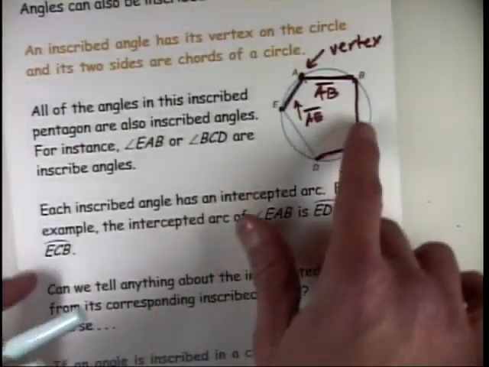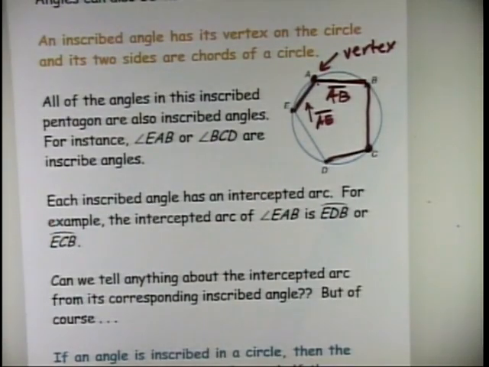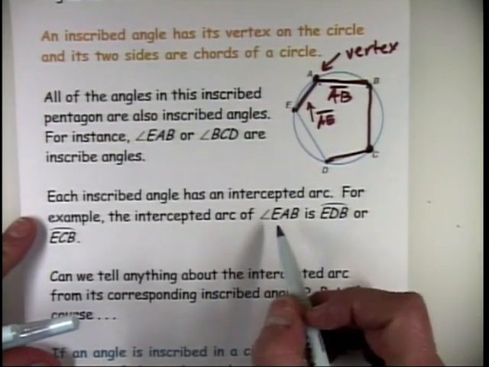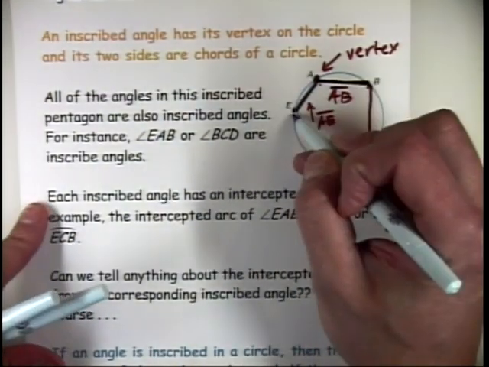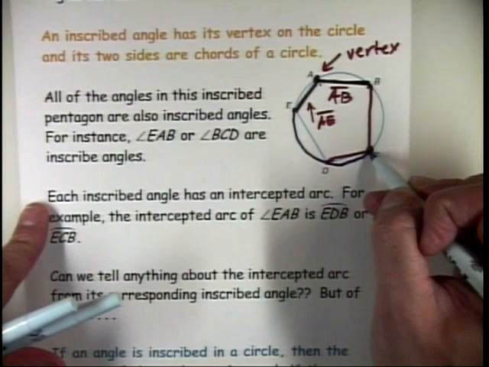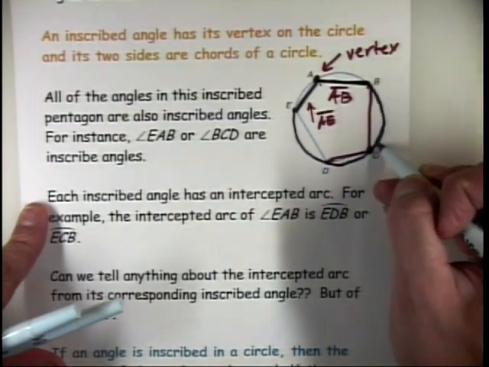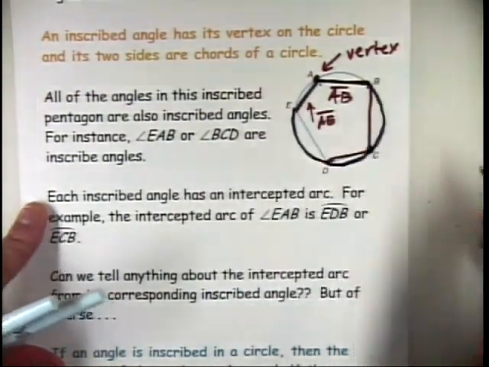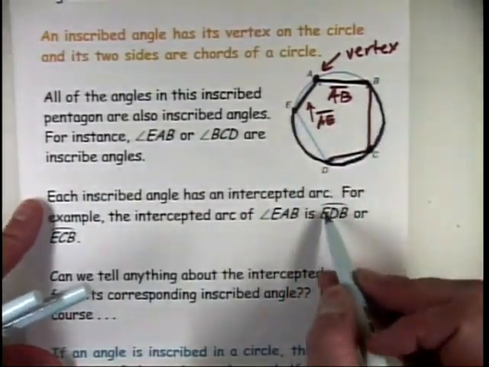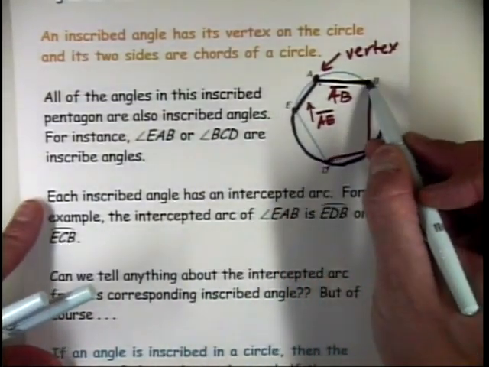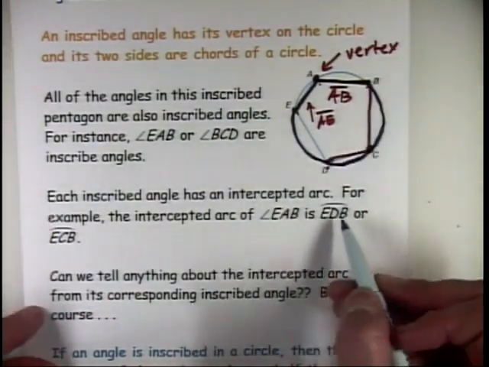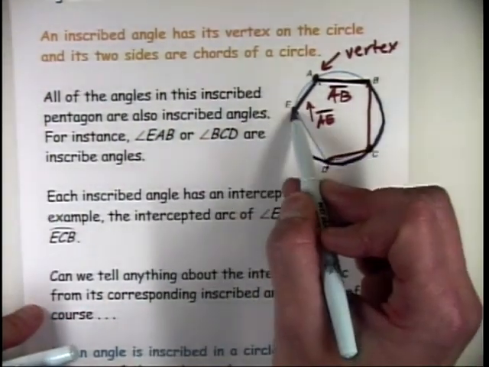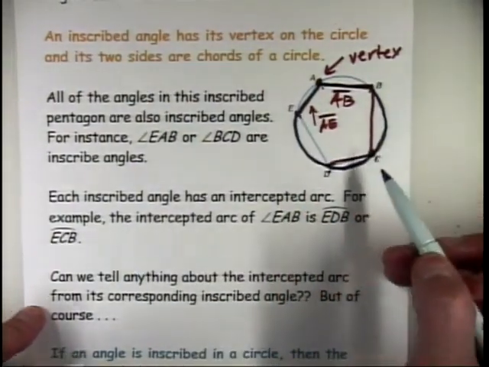Okay, now, each of these inscribed angles has an intercepted arc. For example, if I look at the intercepted arc of angle EAB, which is right here, it forms this major arc, which comes all the way around. And so we have to use a 3-letter distinction. So I can call it arc ED, and then the finishing point. So starting point, some middle point, and the ending point. Or we can also use C as the intermediate point, arc ECB. But it's a major arc.